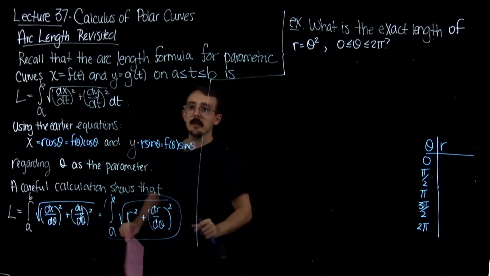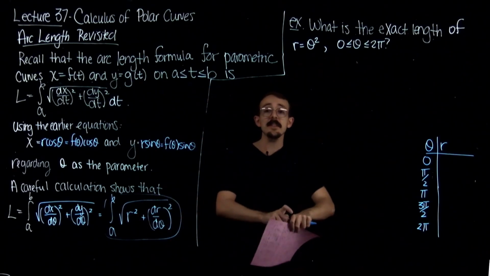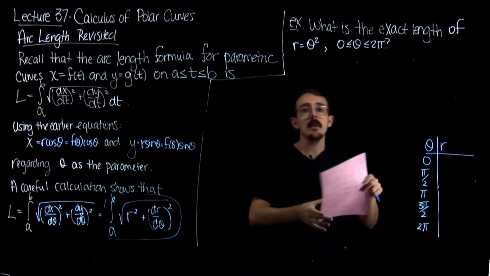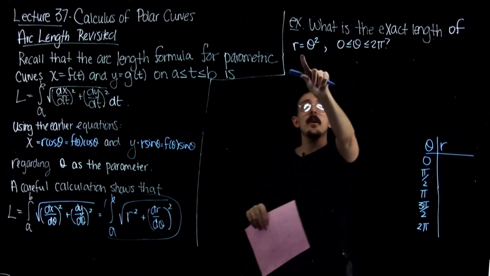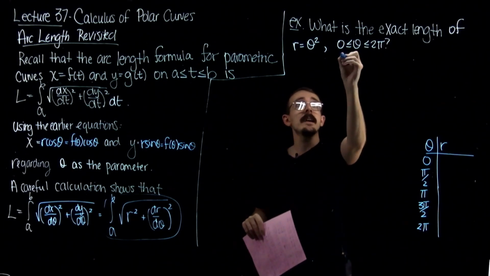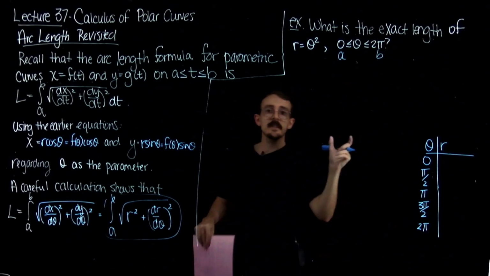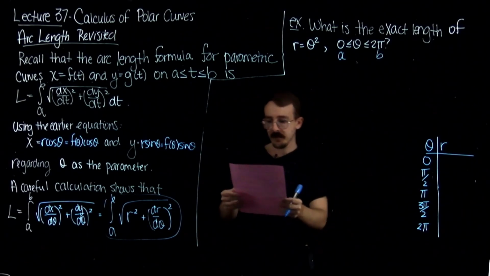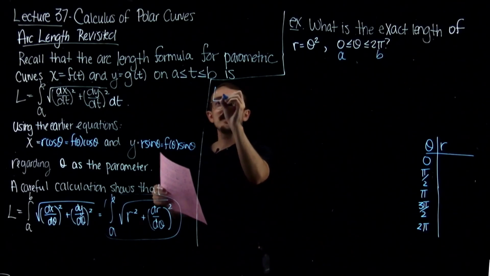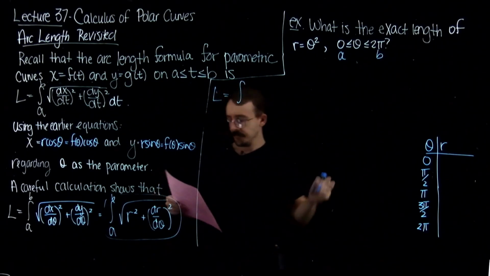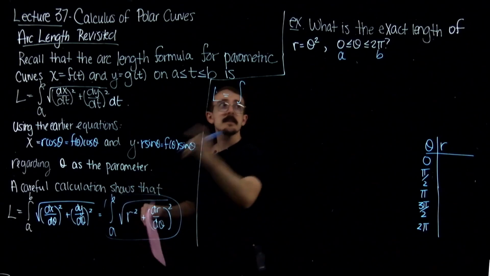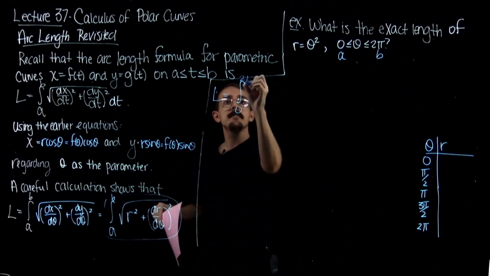So this is the formula we're going to be using today. Let's try it with this example right here. What is the exact length of r equals theta squared? Here a is 0 and b is 2 pi, so the interval is from 0 to 2 pi. Let's begin with the formula. L equals the integral from a to b, so from 0 to 2 pi.